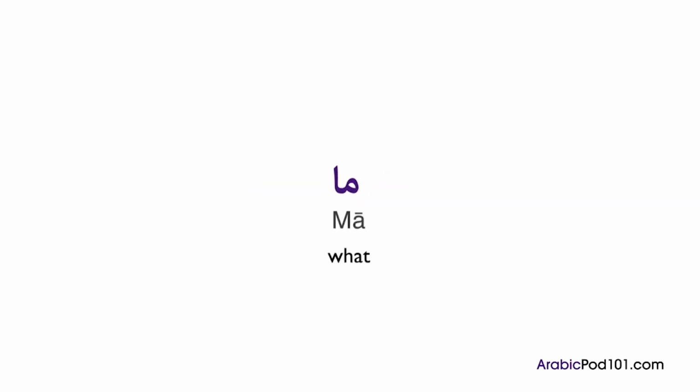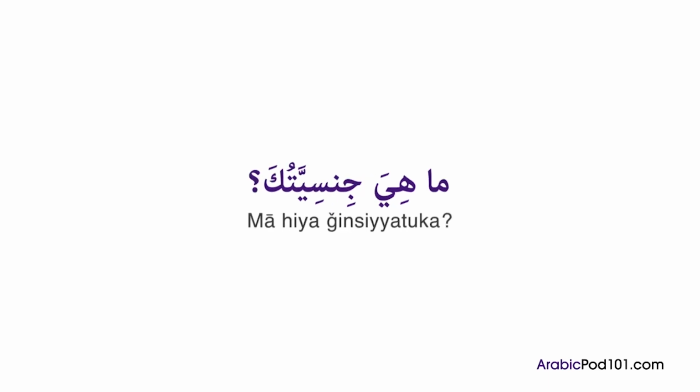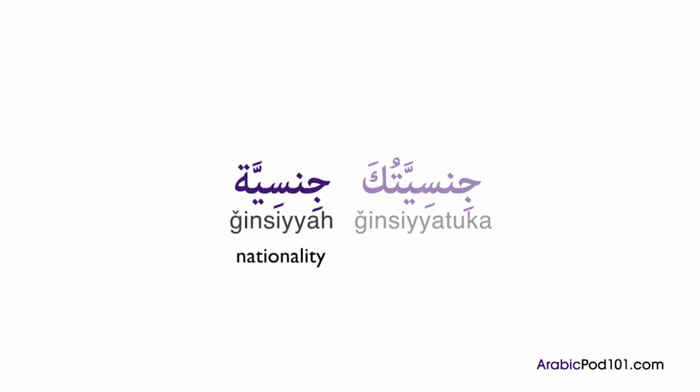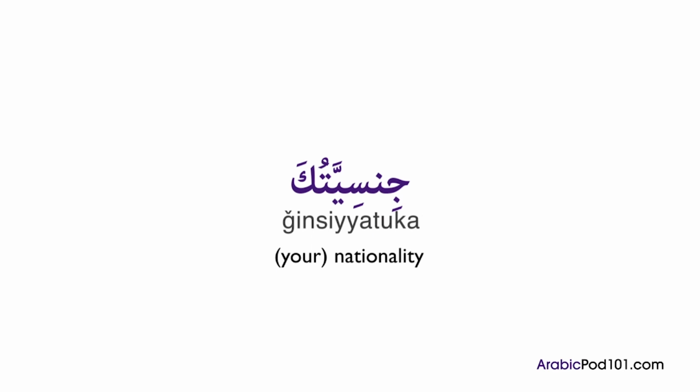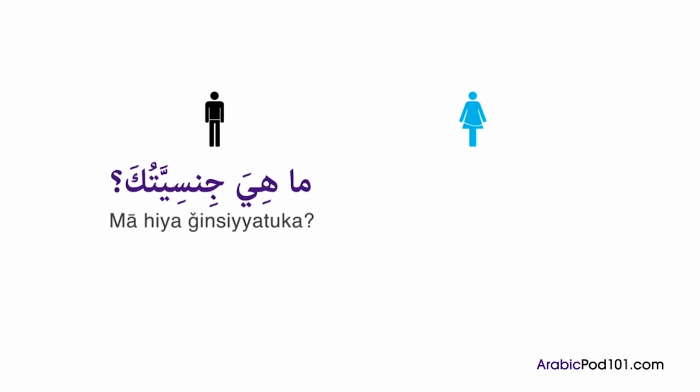Ma is what. Hiya can be translated as is but is not a verb, and jinsiyya is nationality. By replacing the H with tuka at the end, it becomes your nationality. Of course, if the person is a girl, we should ask the feminine form.